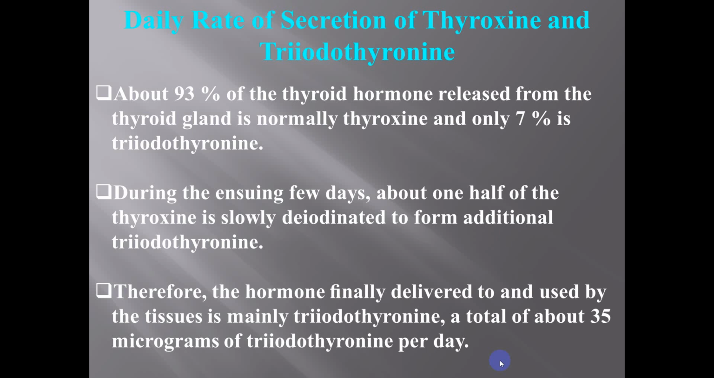About 93% of thyroid hormone released from thyroid gland is T3. Normally thyroxine only 7%. هذه الملاحظة أخذناها قبل قليل. During the ensuing few days, about 1/2 of the thyroxine is slowly deiodinated to form additional triiodothyronine.